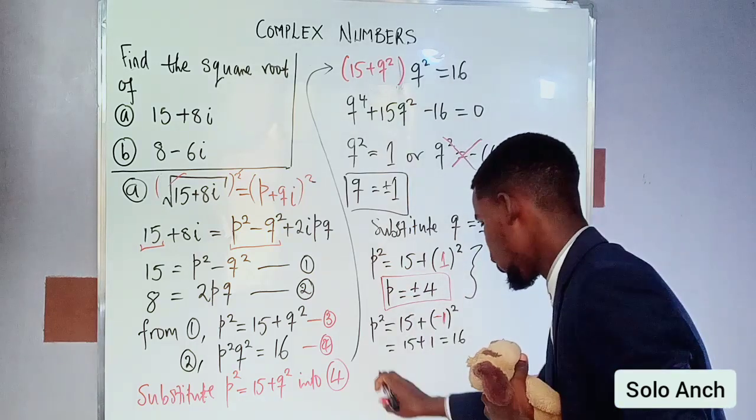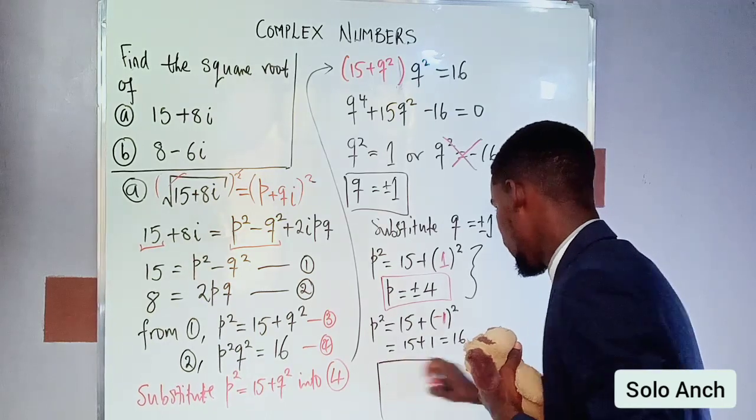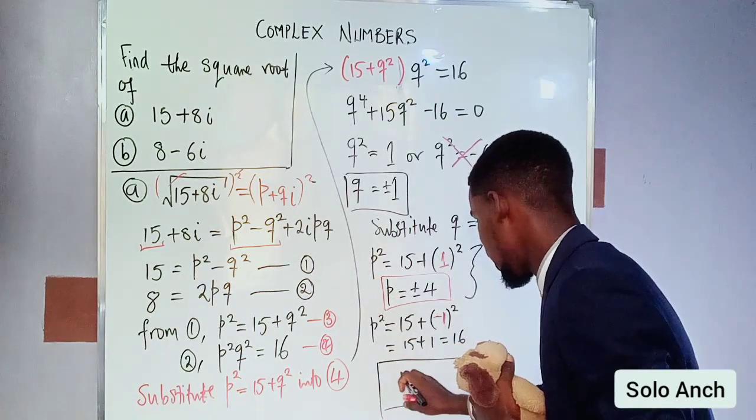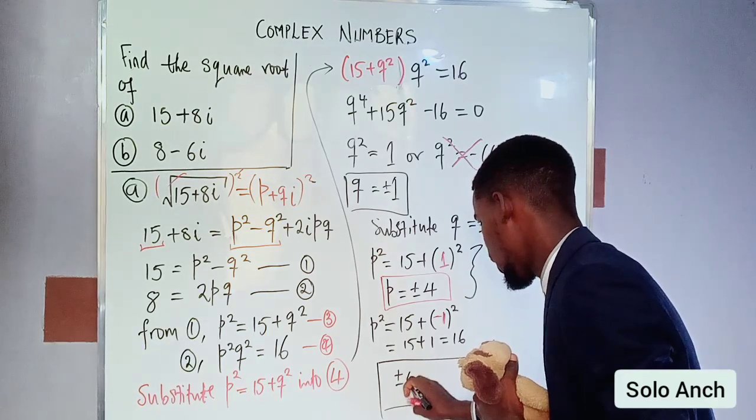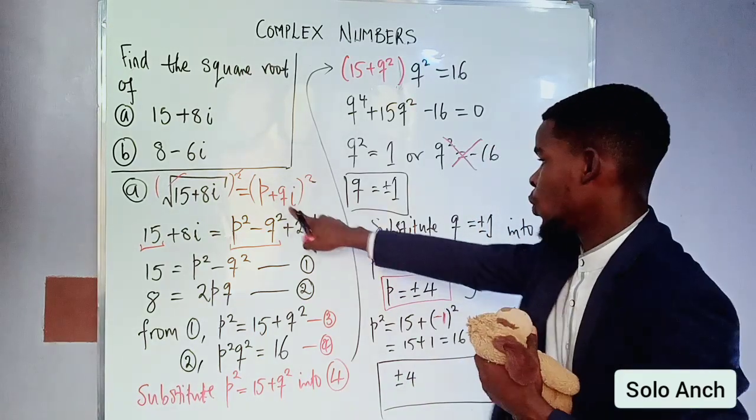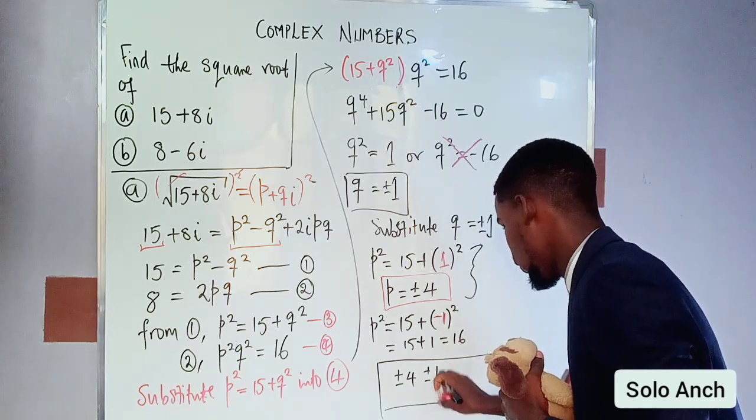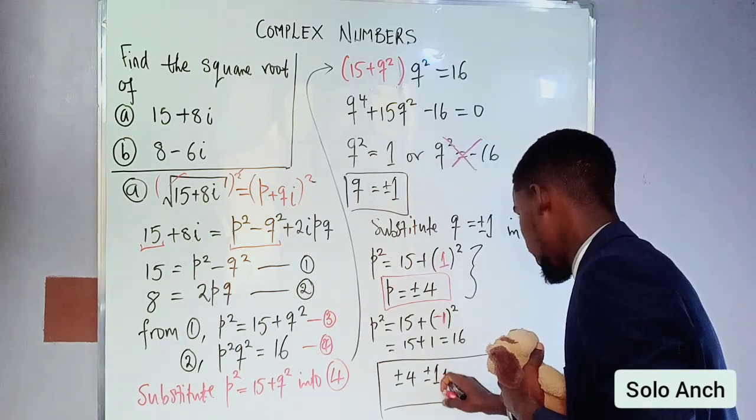In fact, the result will be of this form. You get p, which you can say is positive or negative 4. Okay? And then q has positive or negative 1 as its sign. And then we multiply with the i. Good.